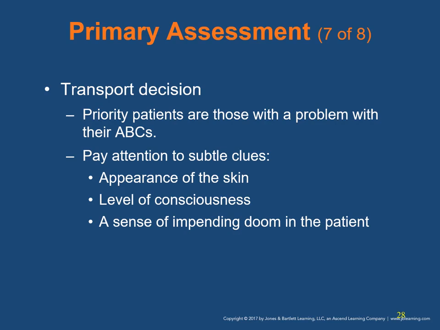Transport decision. Priority patients are those who have a problem with their airway, breathing, or circulation. Pay attention to subtle clues: appearance of the skin, level of consciousness, a sense of impending doom in the patient. A delay on scene to perform a lengthy assessment can reduce the chances of survival for the patient. With chest injuries, when in doubt, transport rapidly to the hospital.